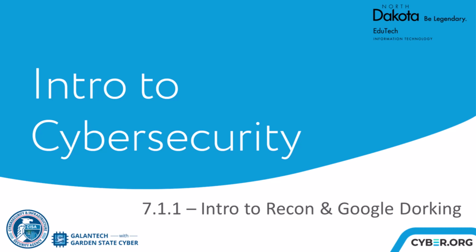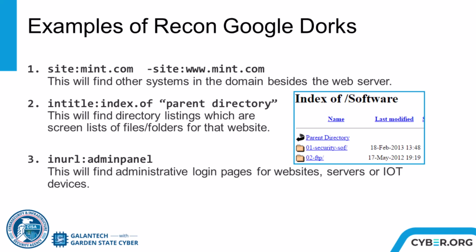7.1.1 Intro to Recon and Google Dorking Part 4. These examples of Google Dorks are basic queries that are useful for Recon or for a site administrator to use to identify their own vulnerabilities. Number 1 looks like it is canceling itself out, but it is actually reducing the results to exclude the www, which is the web server, so we can identify other servers or subdomains.